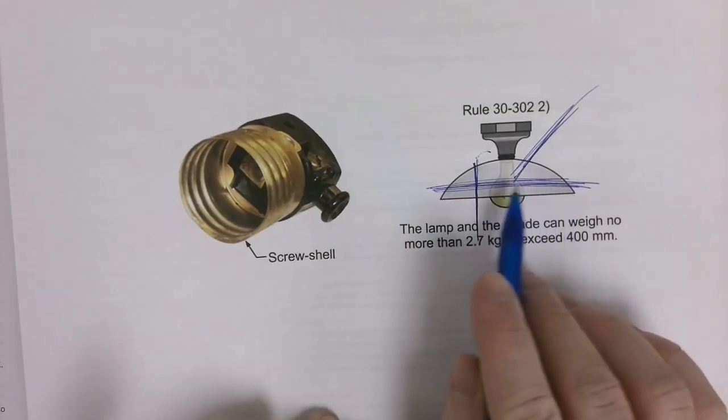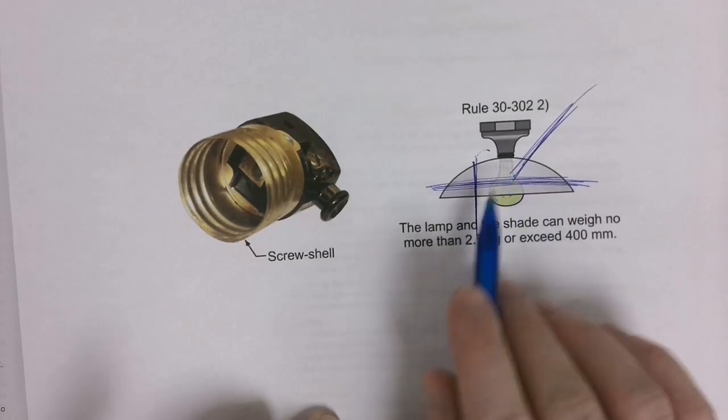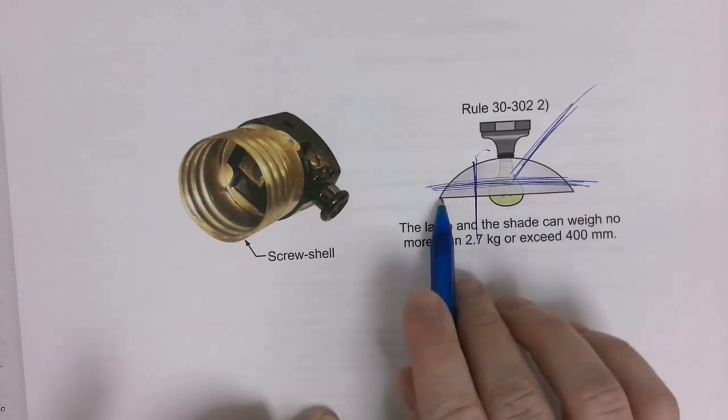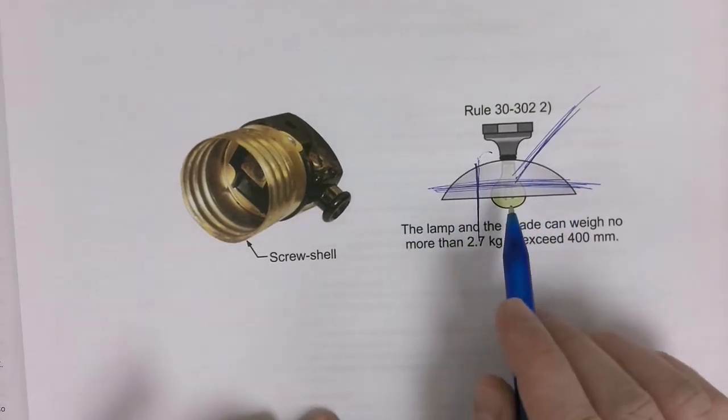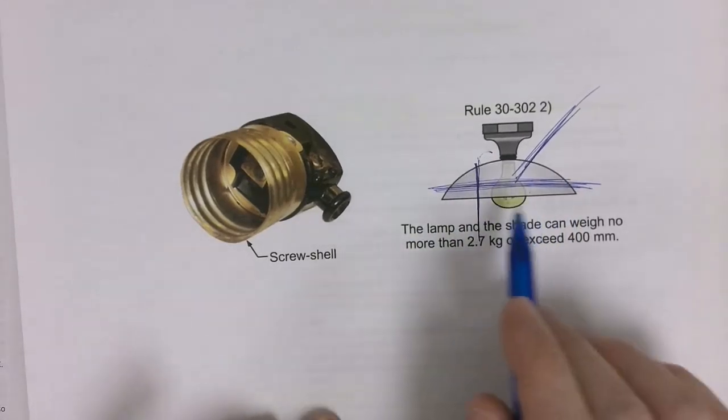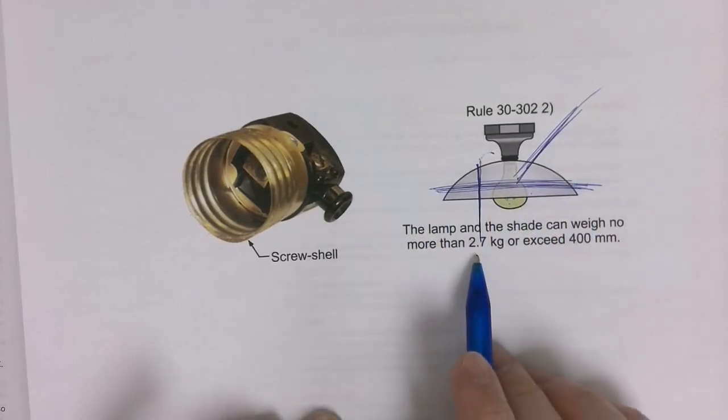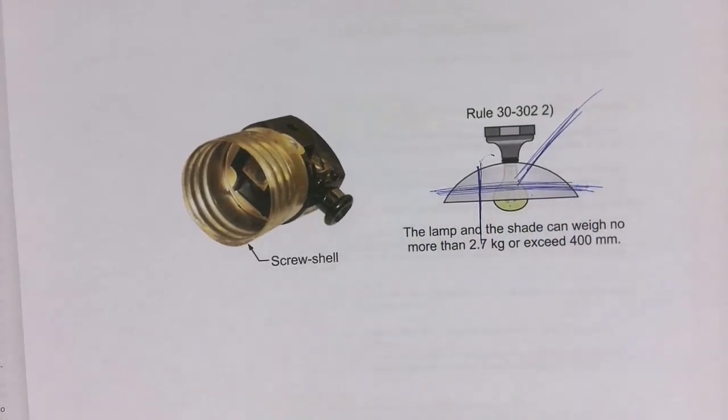So if this shade that is just kind of sitting on the bulb was 400 millimeters, that'd be fine, as long as it didn't make the whole thing, the lamp and the shade, as long as it did not make both of them more than 2.7 kilograms.